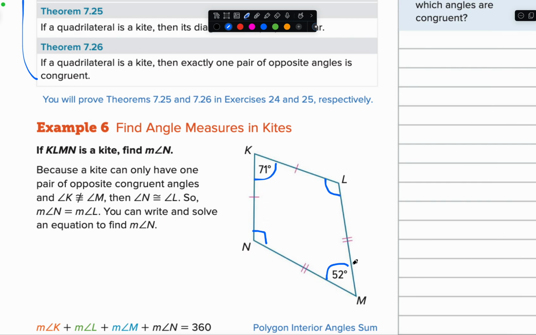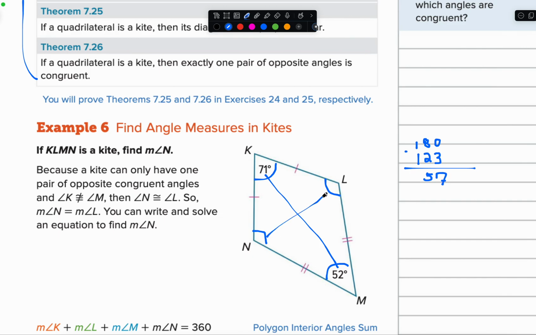Let's do this. All 4 angles together, because this is a quadrilateral, all 4 angles inside of it are going to add up to 360. So if I add these two together, 71 and 52, that is 123. And then I can subtract from 180. 180 minus 123 is 57, I think, if you subtract those two.